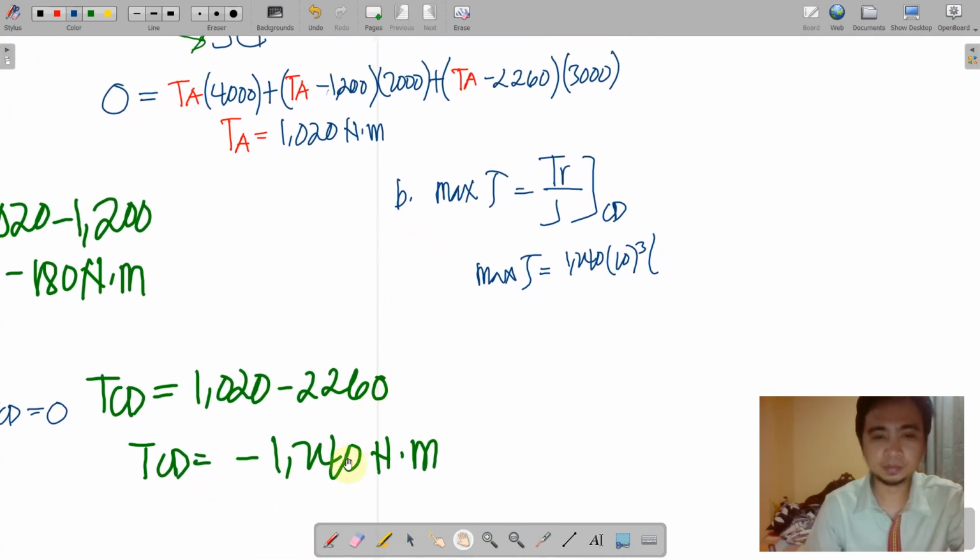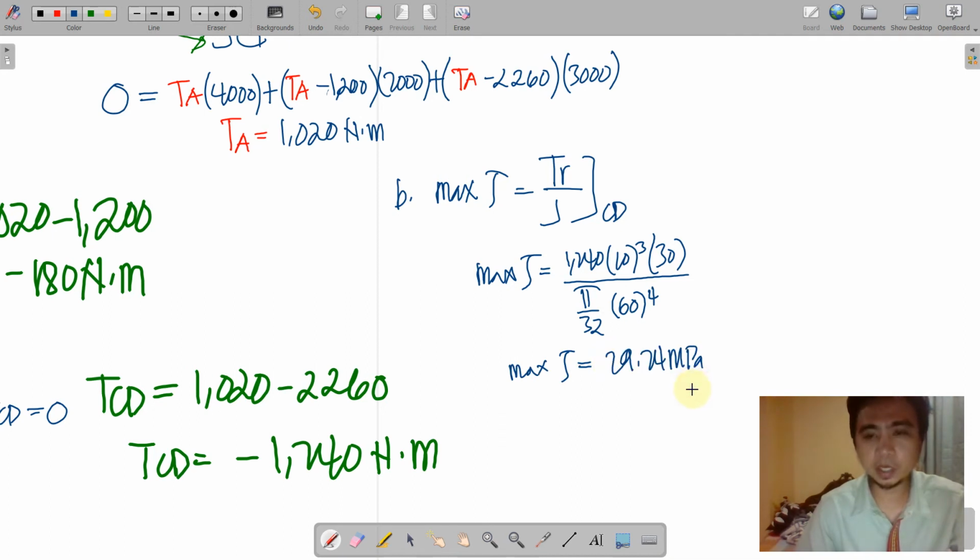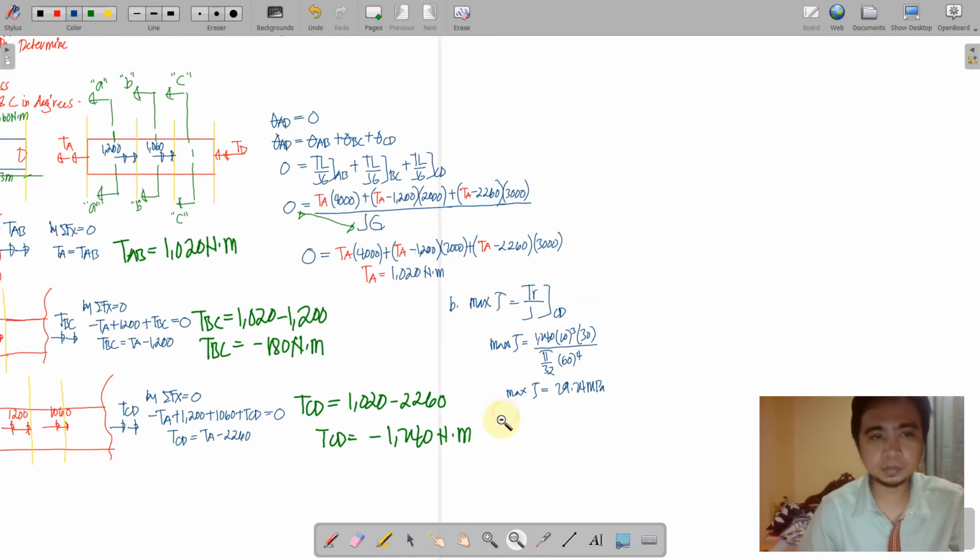Okay, we place it here. And then for the J, we have a solid shaft: pi all over 32 times D raised to 4. So calculating the maximum tau, we have 29.24 megapascals.